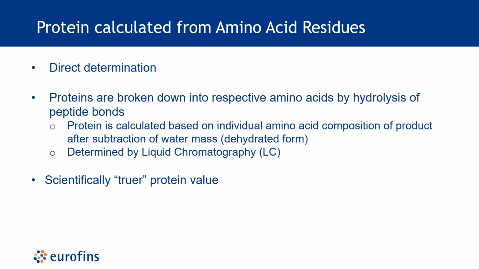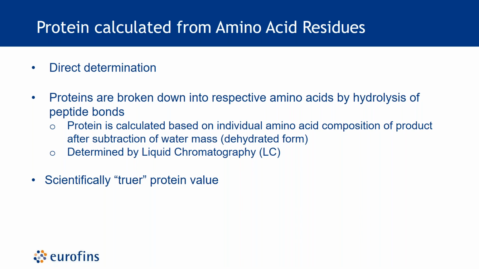So this kind of leads into the new service that I'm going to touch on, as well as an alternative way of calculating protein that has actually been around for a long time. But protein calculated from the amino acid residues or the dehydrate forms is really a direct determination of protein. I touched on the fact that the nitrogen method really is indirect, because you're measuring a component of protein. So with this, you're doing a direct determination. So in theory, it's much more accurate.